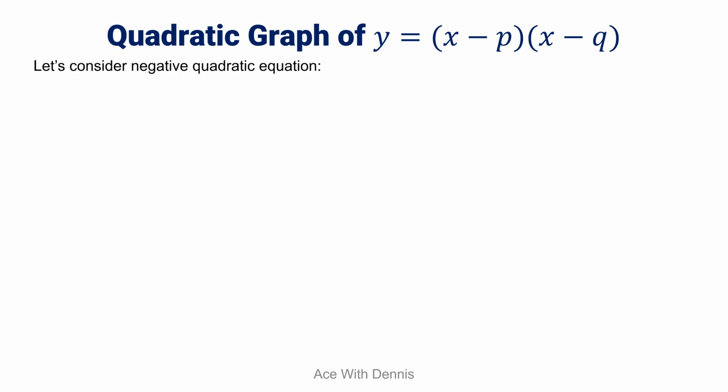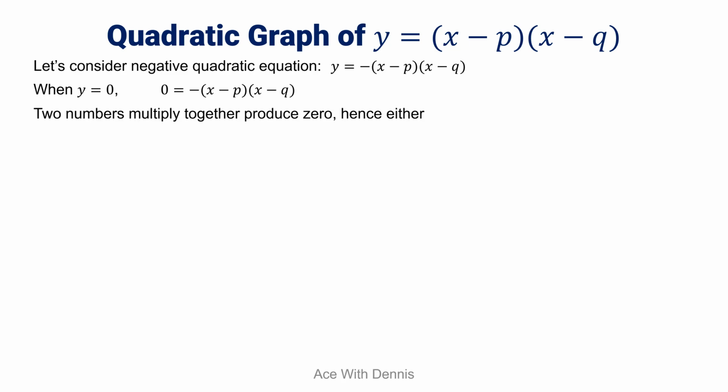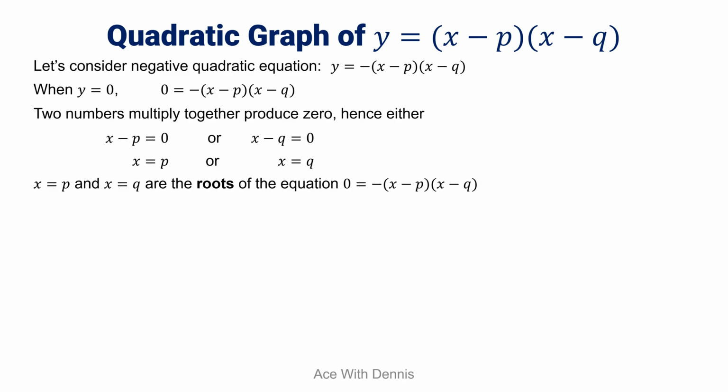Now, let's consider the negative quadratic equation y equals negative (x minus p)(x minus q). When y equals 0, then the equation becomes 0 equals negative (x minus p)(x minus q). Now from here, we can see that two numbers multiply together and produce 0. Hence, either x minus p equals 0 or x minus q equals 0, which means x equals p or x equals q. So x equals p and x equals q are the roots of the equation 0 equals negative (x minus p)(x minus q), which are the x-intercepts of the quadratic graph.